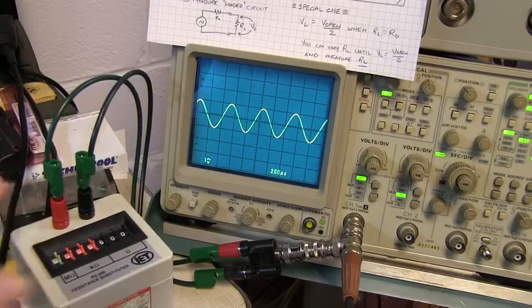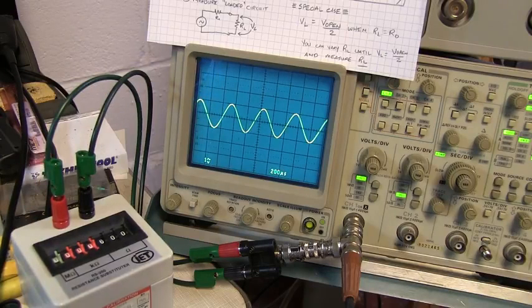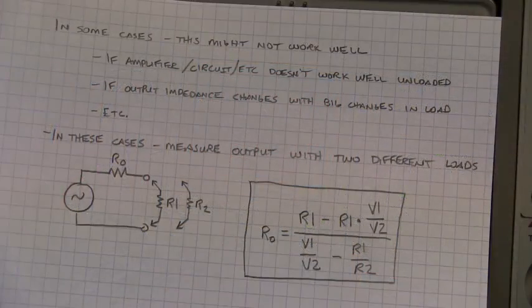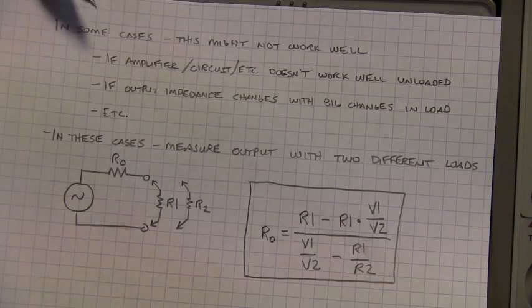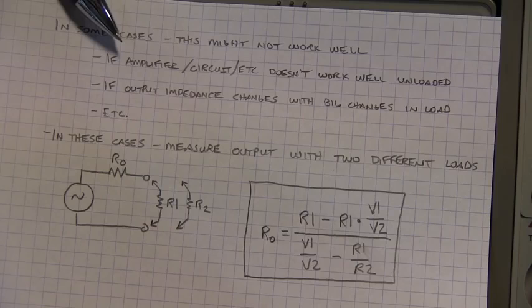And in many cases, this is all you need to do. But there are certain situations where this may not work. There are some circuits and other situations where the method we just followed may not work really well. Some of those could be if the amplifier or circuit or generator that you're dealing with doesn't work well unloaded. It might need some kind of a load to work properly, or it might clip, or it might do something weird if it's unloaded.